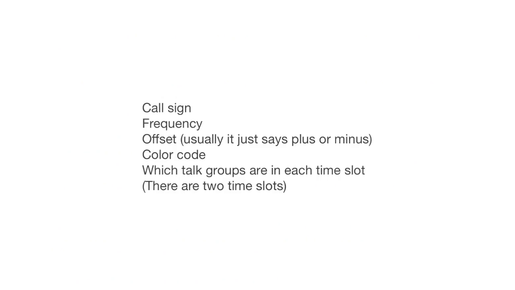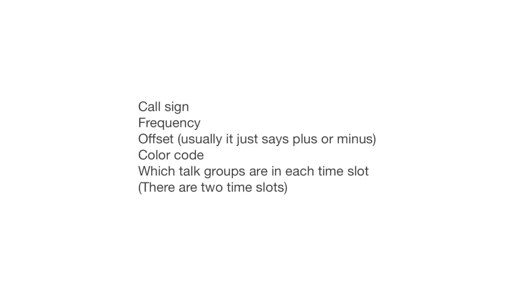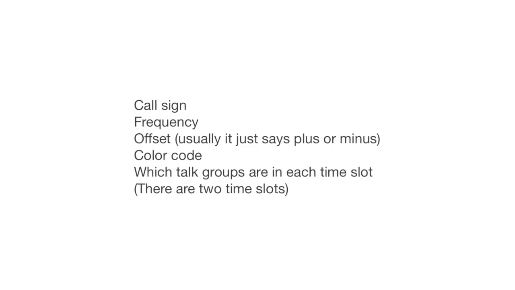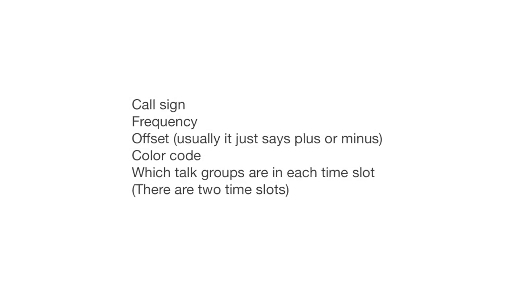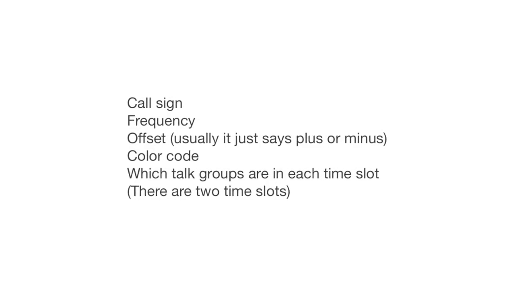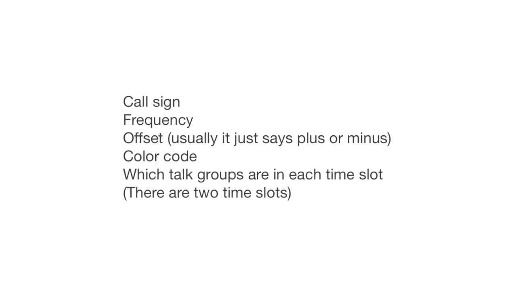So what you want to know about each repeater is the call sign, the frequency, the offset, which is usually a plus or a minus. I'll get into that later. The color code, which talk groups are in each time slot. There are two time slots.